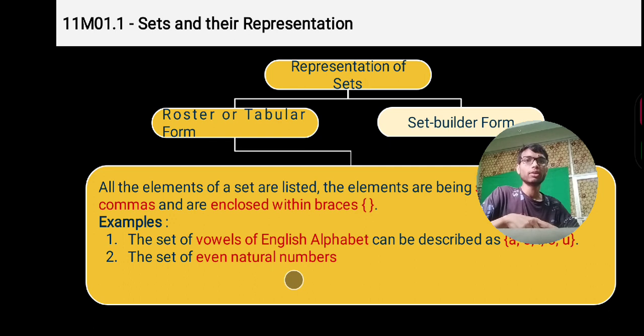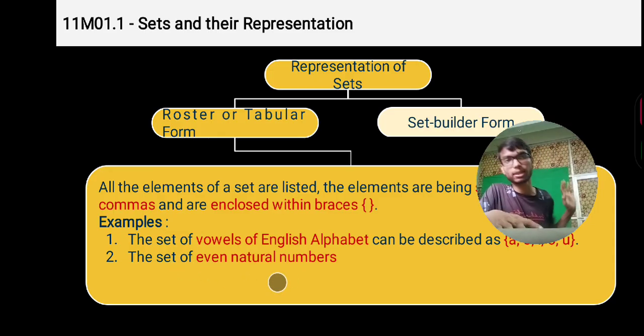Now, the set of even natural numbers. This is set builder form, because this set of even natural numbers is a statement. That's why. Now here, just read it carefully. This set of even natural numbers. We will take natural numbers, but only even ones. We will ignore odd numbers.